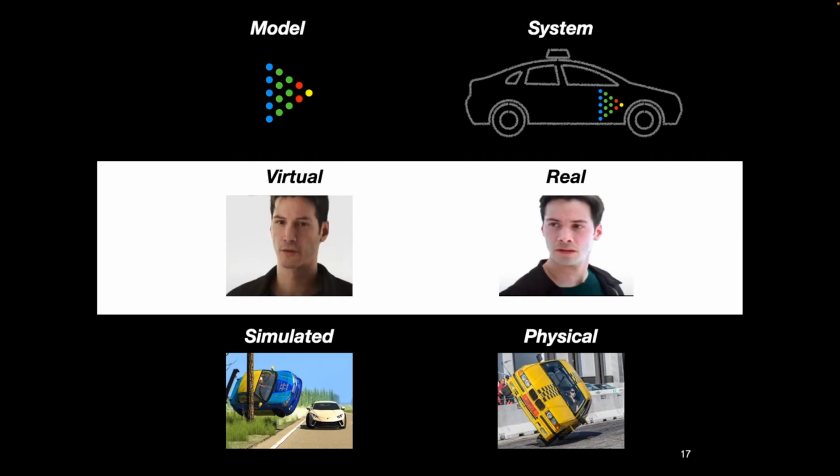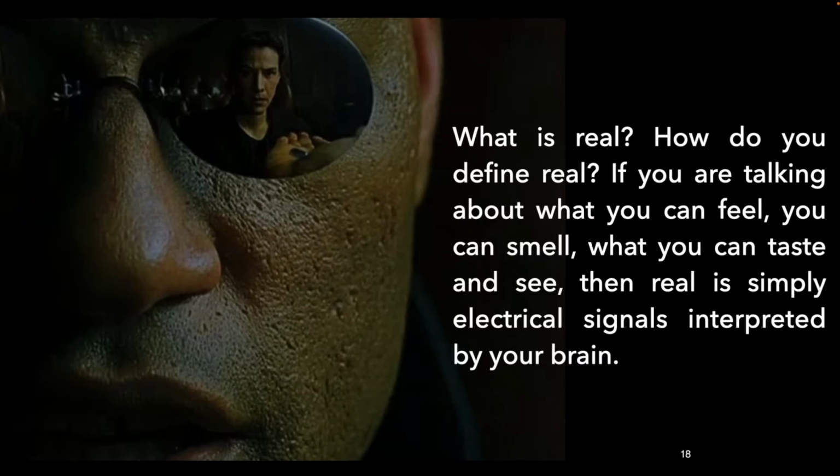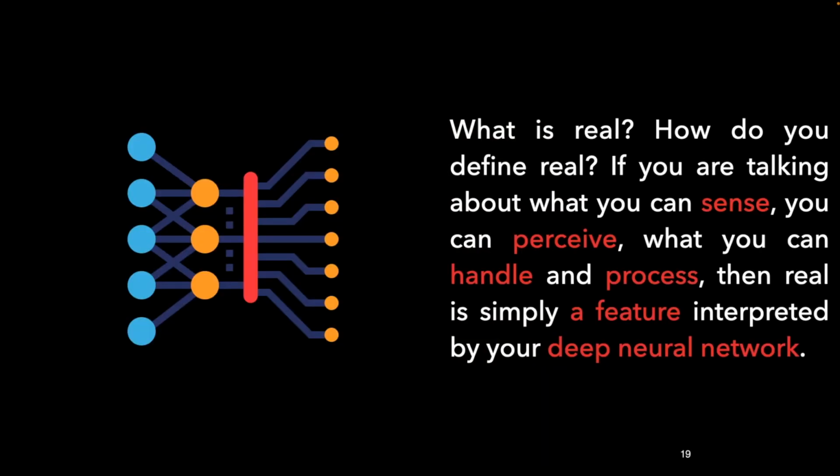The other aspect that is interesting in this domain is that you always bump into this dilemma between virtual versus real world testing. And so, if I were to ask you what is real, what would you say? Essentially, Morpheus, some time ago, came to the rescue, and he gave his own definition. But if I were a deep neural network, I would probably interpret his definition in this way. So real is something I can sense, perceive, handle, feature.